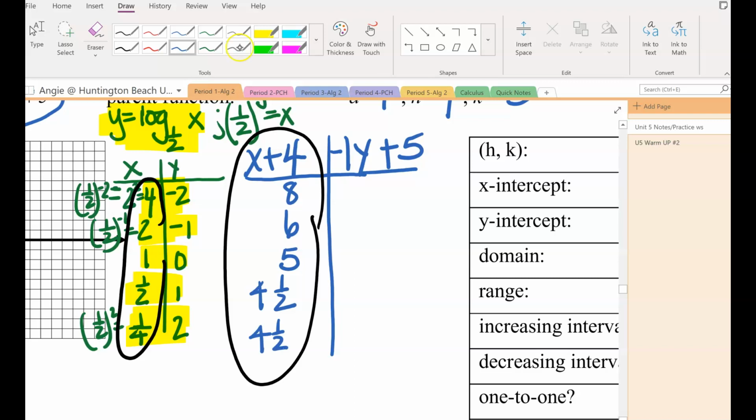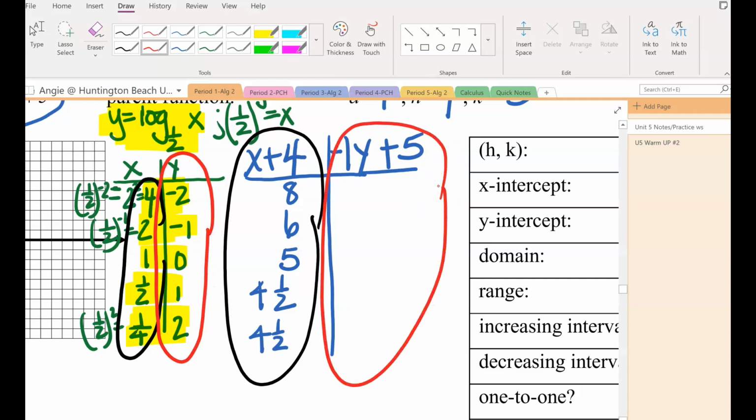Then we will take all of those y's and transform those y's, okay? Negative 2 times negative 1 is 2. 2 plus 5 is going to be 7. Negative 1 times negative 1 is 1. 1 plus 5 is 6. 0 times negative 1 is 0. 0 plus 5 is 5. 1 times negative 1 is negative 1, plus 5 is 4. 2 times negative 1 is negative 2, plus 5 is 3.